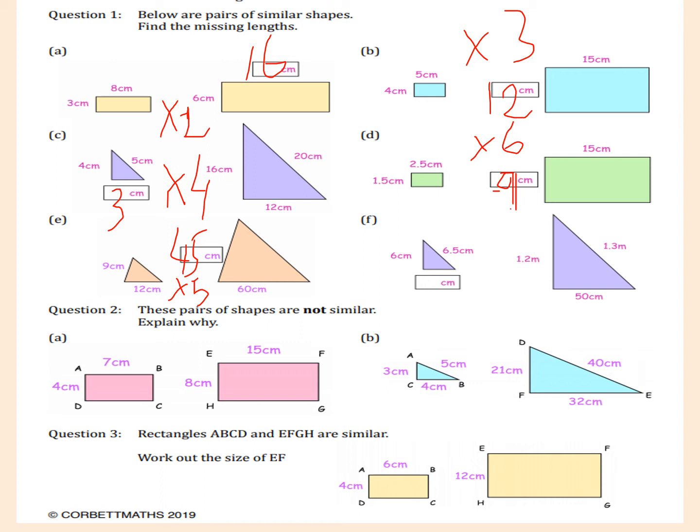Next one, be very, very careful with, because you've got centimetres and metres. So I'll give you a couple of minutes to go back to that one again, because you've got metres in there that you need to be careful of. Okay, so the scale factor there is 20. So on the bottom one, 50 divided by 20 is going to be 2.5.